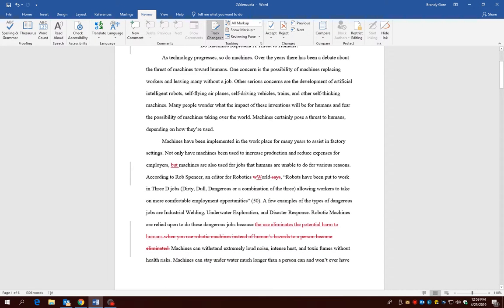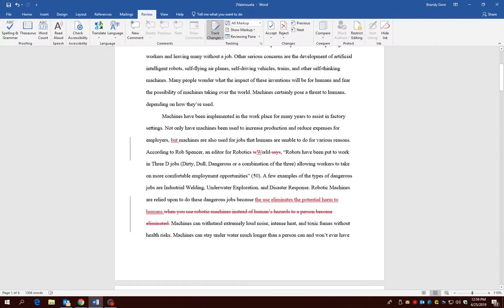Tiffany has good focused paragraphs that cover one main idea, and then she's included sources within her paragraph. So let's look at some of the changes here. Machines have been implemented in the workplace for many years to assist in factory settings. Not only have machines been used to increase production and reduce expenses for employers, but machines are also used for jobs that humans are unable to do for various reasons. So here, because we have that not only but also relationship, it just needed the word but. I took the liberty of capitalizing world.